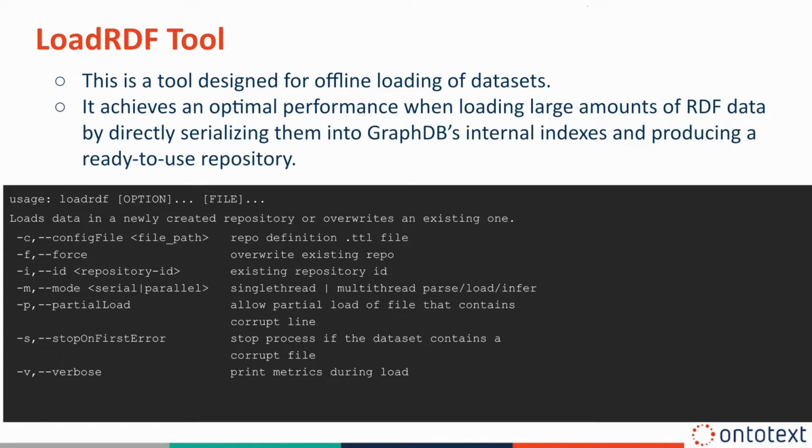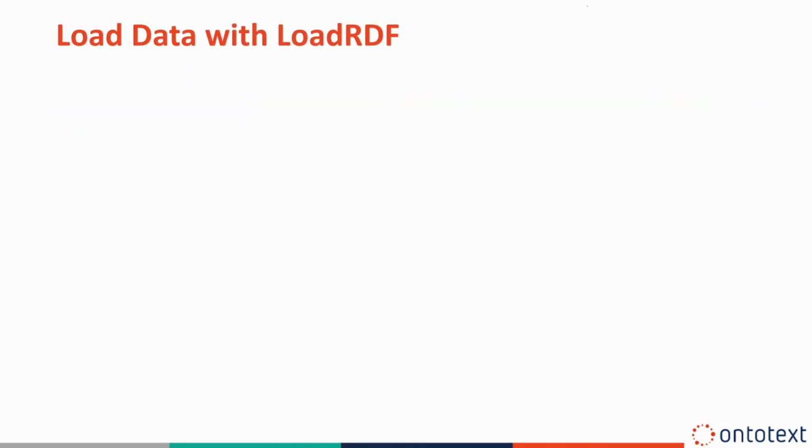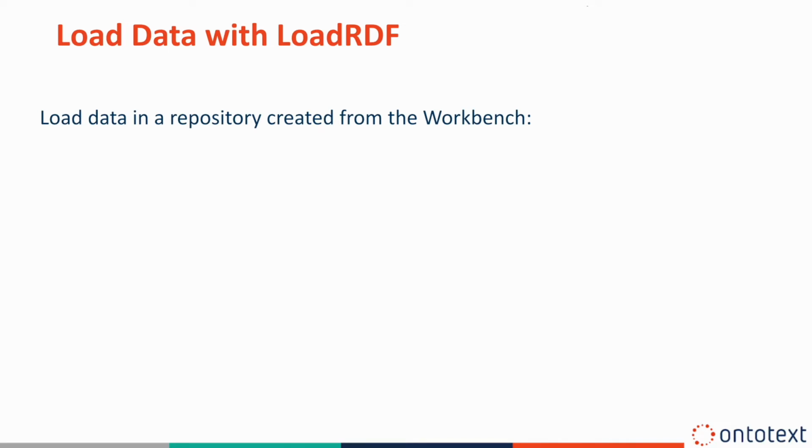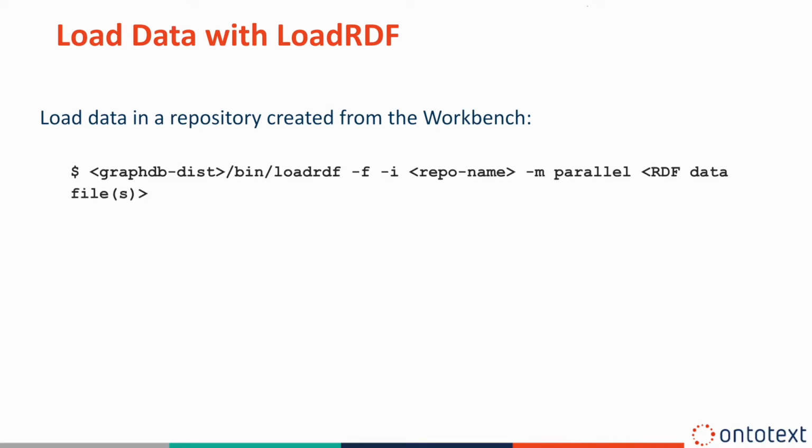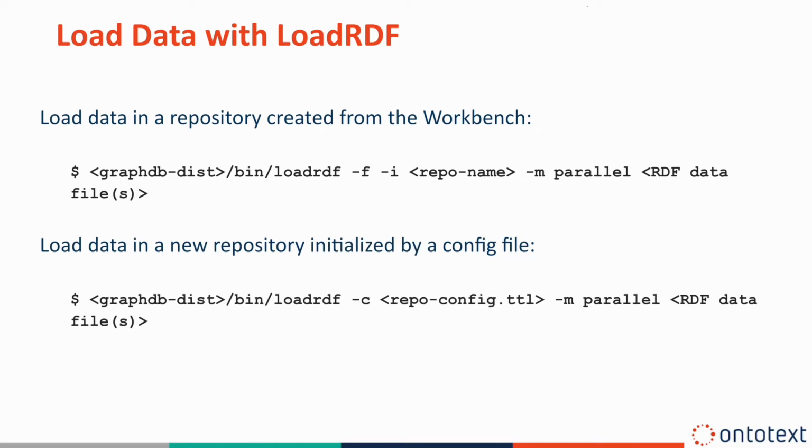To run it, use the command line environment by typing the loadrdf command with its corresponding parameters. The RDF loader tool resides in the bin folder of the GraphDB distribution. To load data in a repository created from the workbench, simply run the following command in the command line: loadrdf, then the name of the repository, then serial or parallel mode, and the name of the RDF data file. To load data in a new repository initialized by a config file, enter in the command line loadrdf, then the name of the file for repo configuration, then serial or parallel mode, and the name of the RDF data file.